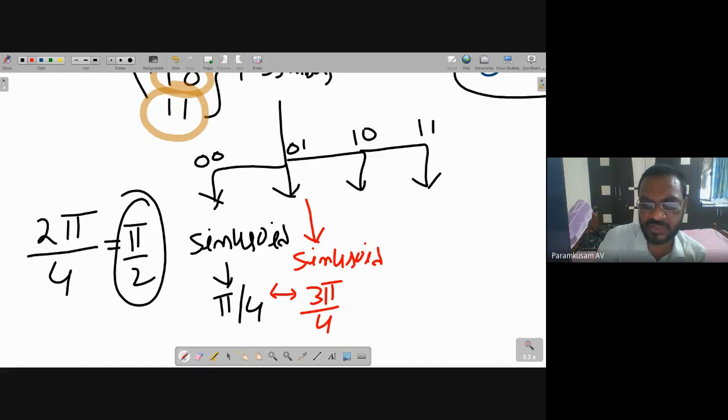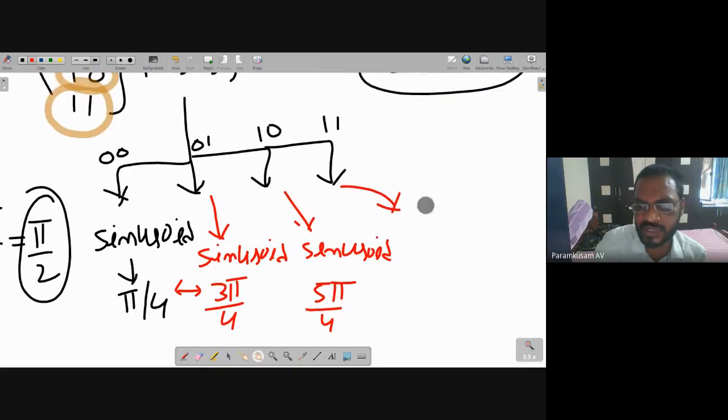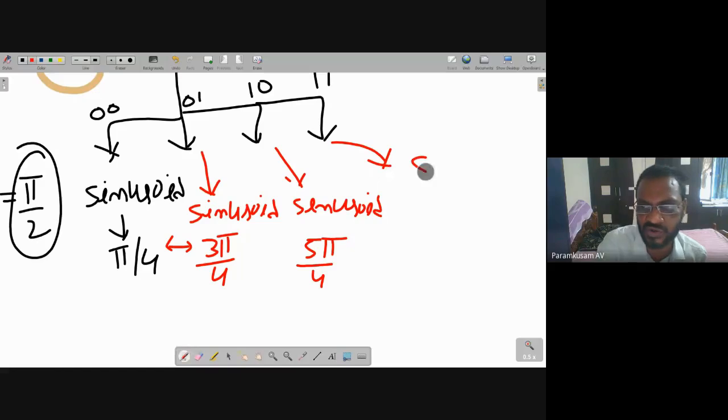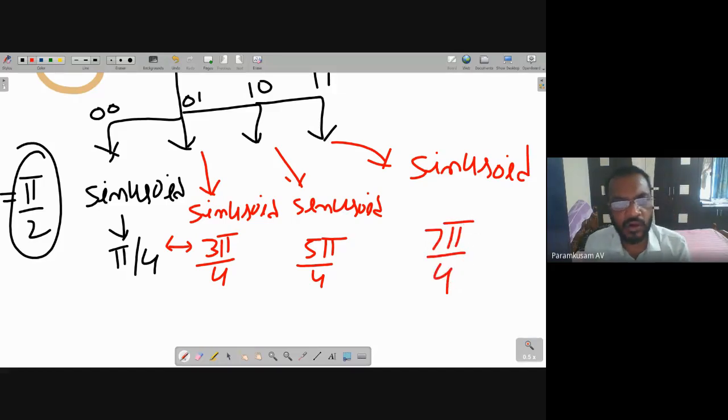Similarly, if 1, 0 is to be transmitted, then you transmit a sinusoid with phase angle 3 pi by 4 plus pi by 2. How much? 5 pi by 4. If 1, 1 is to be transmitted, then you transmit a sinusoid with phase angle 5 pi by 4 plus pi by 2. How much? 7 pi by 4. So that is the quadrature phase shift keying.